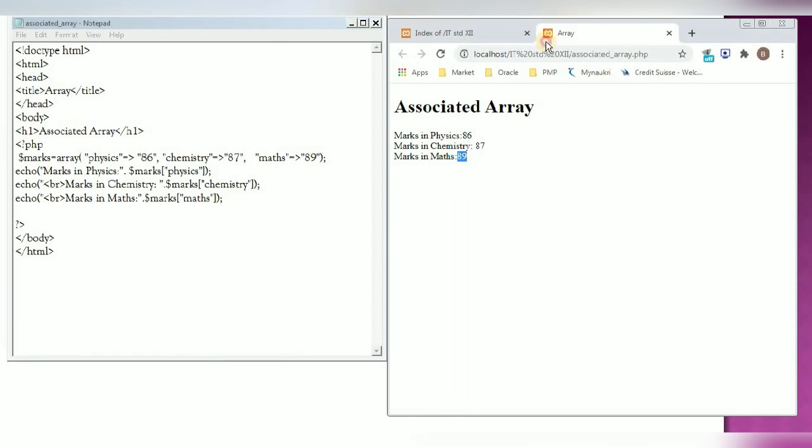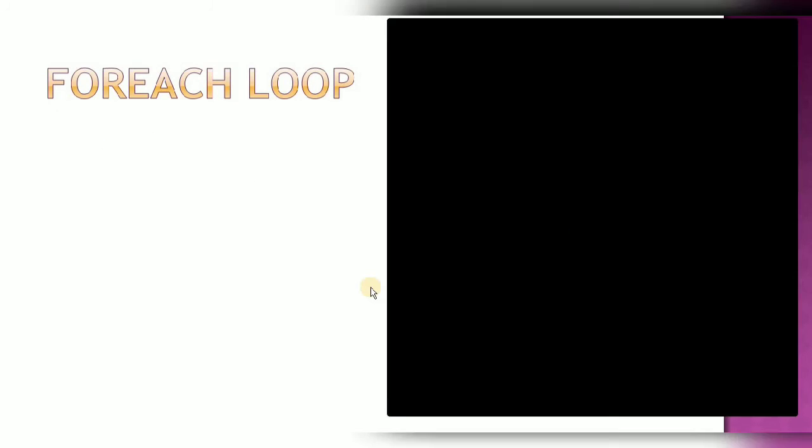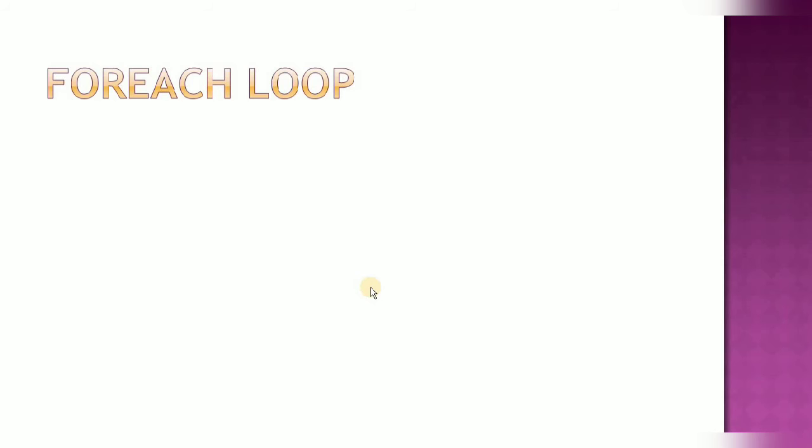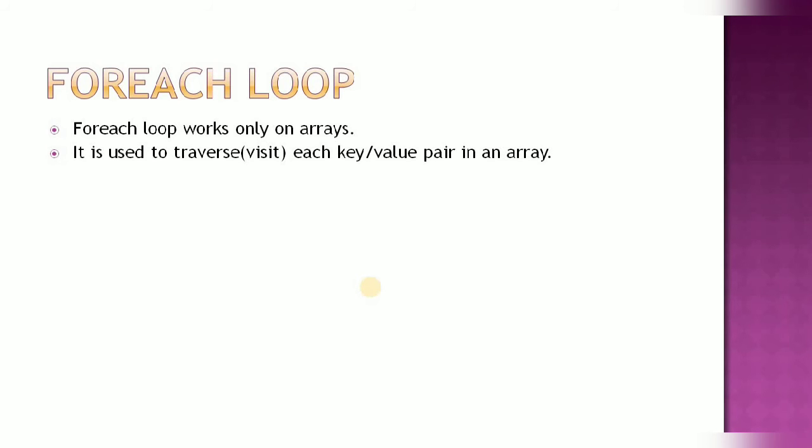Let us come to the next part that we have to see. The next part is the foreach loop. When we were studying loops, we have understood that the foreach loop is used only and only for arrays. You cannot use it on any other number. It is used to traverse or visit each key value pair in the array.